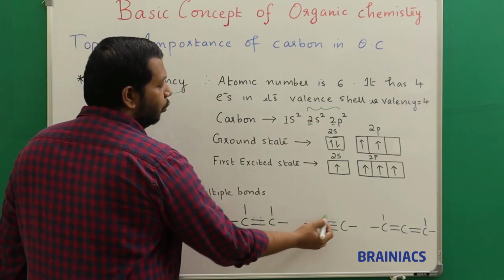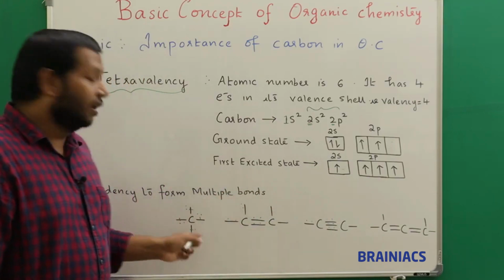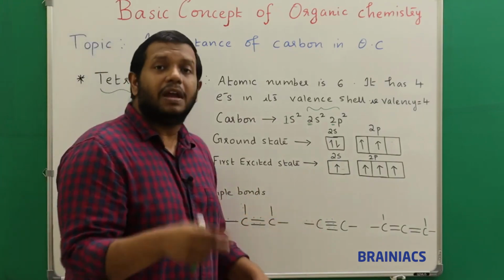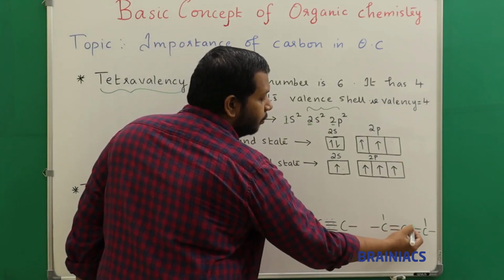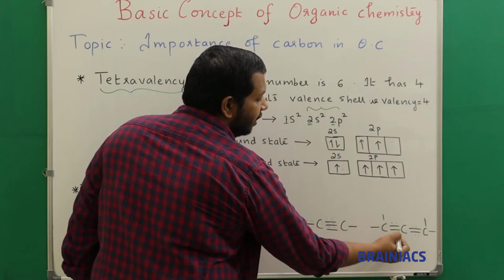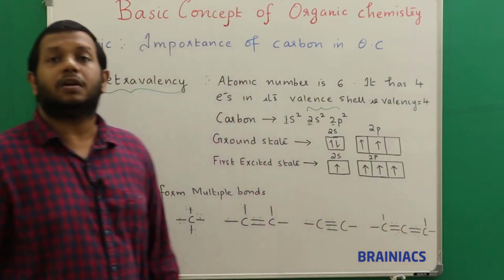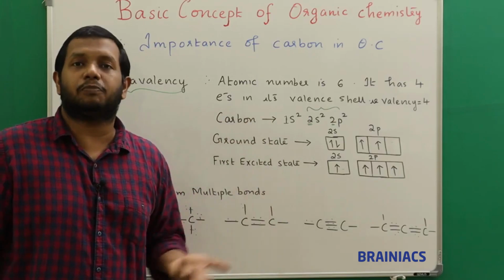So here also 2, 4, 6, 8. It has attained stability. So a single bond it can form, a double bond it can form, a triple bond it can form, and it can even form 2 double bonds simultaneously. So it can form a double bond with another carbon, so 2, 4, 6, 8. It can have 8 electrons. So this configuration is also possible. So carbon gives options like this, this many types of bond formation.